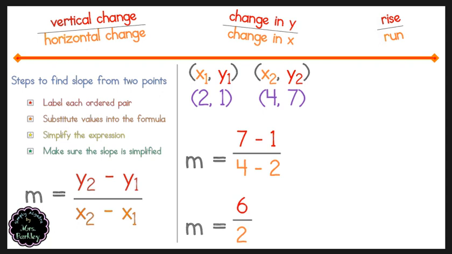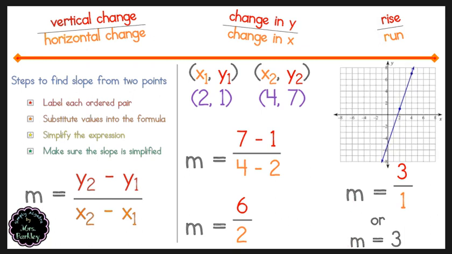So we would have a slope that is equal to 6 over 2, which we could then continue to simplify, and 6 divided by 2 would be the same as 3 over 1, or we could just write that as a slope of 3. So you can write your slope either way here as long as it is simplified. So let's compare that to our graph. If we were to have the point 2, 1 and the point 4, 7 on the graph, we can see that starting with our point on the left we would go up 1, 2, 3, 4, 5, 6, and over 1, 2, and we would land on that point 4, 7.